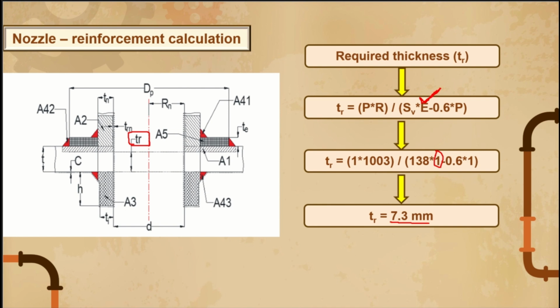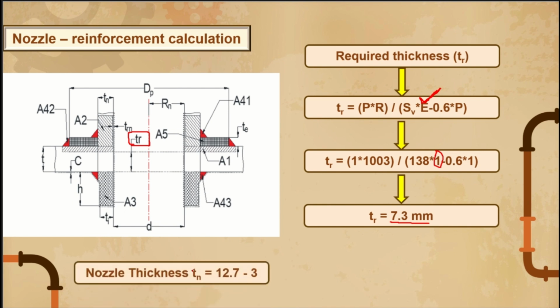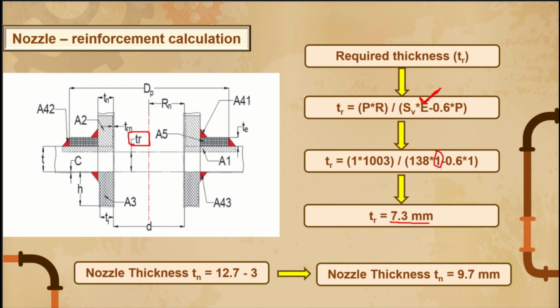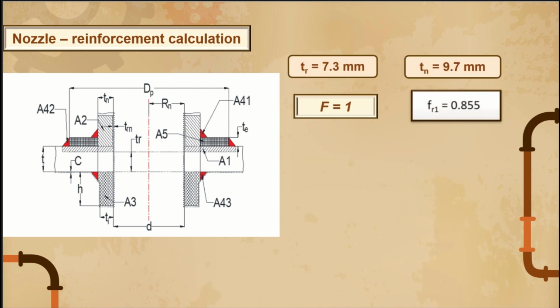So let's try to calculate the same for the nozzle also. For nozzle thickness, we know that the nozzle schedule is equal to 80. From that we get 12.7 as the nozzle thickness. But we need to remove the 3 mm corrosion allowance because we need to do it for the worst case, right? If you remove that 3 mm, we will get the nozzle thickness as 9.7 mm. So we got the required thickness for shell and the required thickness for nozzle. So let's try to substitute in the formula.